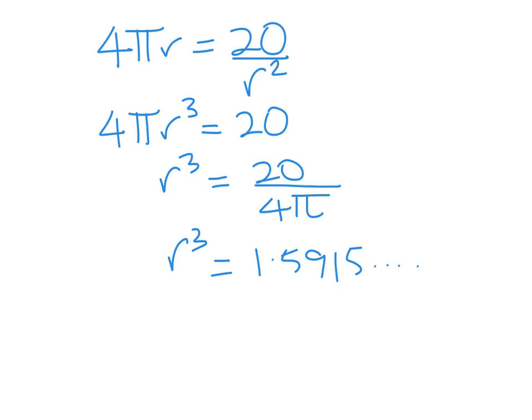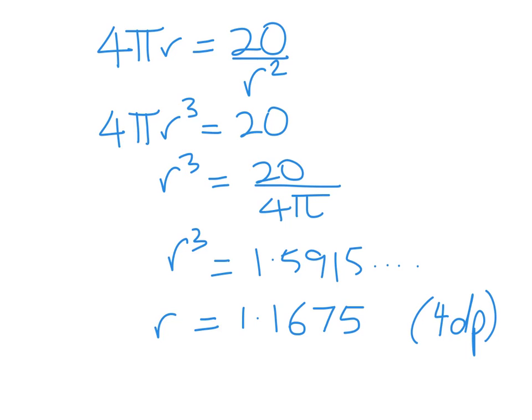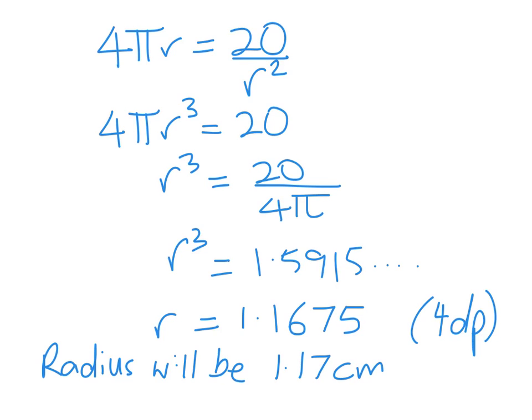So the cube root gives us r is equal to 1.1675. And that's to 4 decimal places, but it's not very good because I haven't said my units. So better is to write that the radius will be 1.17 centimetres for that one there.